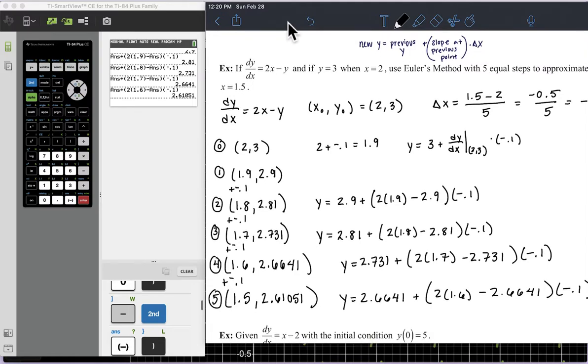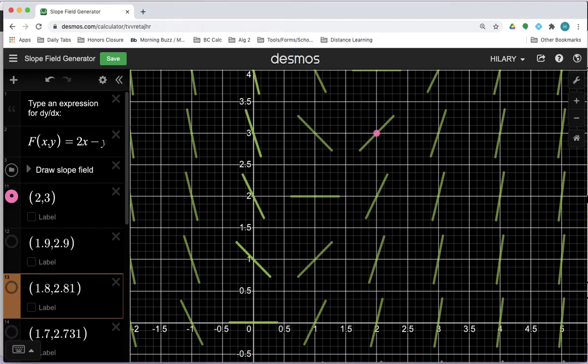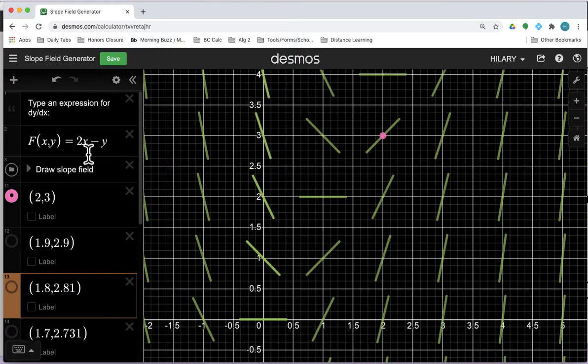So that means that at x equaling 1.5, y is approximately 2.611. I'm going to round it to 3 decimals once I get to the very end. So let's actually look at the graphical solution of this. So on Desmos, I actually generated the slope field for this differential equation already. You can see it over here in my second line.